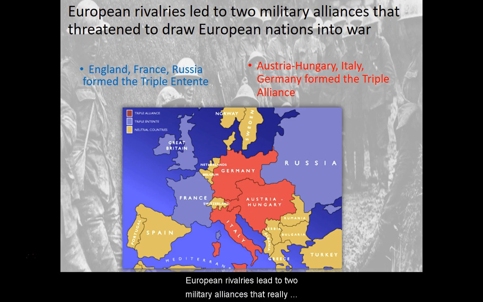European rivalries lead to two military alliances that really threaten to draw European nations into war. The blue on our map here is the Triple Entente, or the Allied Powers, and this is England, France, and Russia. In 1917, Russia leaves. They're fighting their own civil war within their own country, and the United States joins. So the United States joins on behalf of the Triple Entente. The red are Austria-Hungary, Italy, and Germany, and they form the Triple Alliance. These, from a U.S.-centric perspective, are the bad guys.